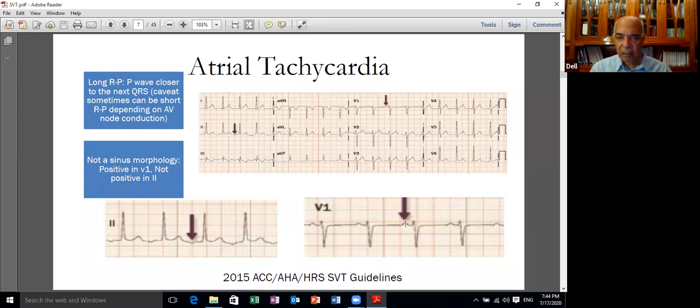It's rarely associated with a short RP tachycardia. Under these circumstances, the atrial tachycardia will be associated with first-degree AV block, which results in prolongation of the PR interval and the shortening of the RP interval.